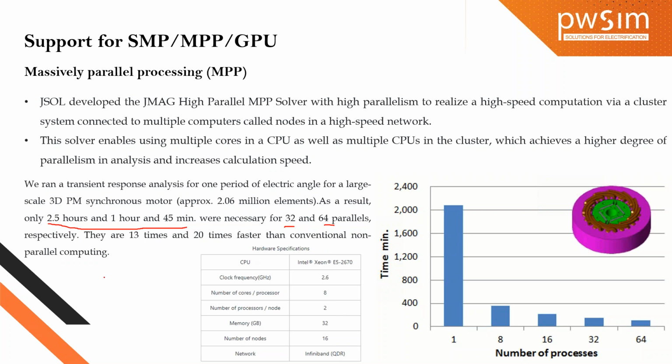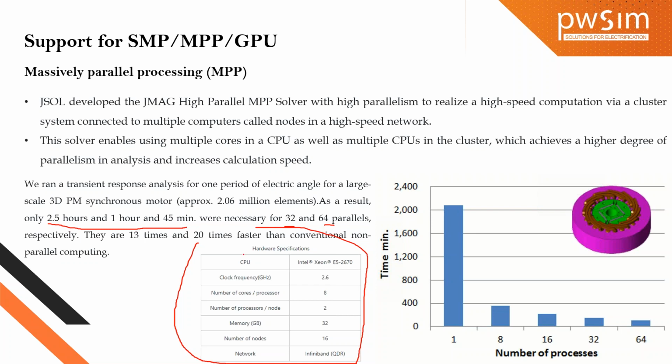So they are 13 times and 20 times faster than conventional non-parallel computing. These are the hardware specifications we used while solving this MPP solver. We have Intel Xeon E5-2670 with a frequency of 2.6. The number of cores is 8, and the number of processors is 2, that means nodes, and the memory is 32 GB, and the nodes are 16, and the network is InfiniBand QDR.